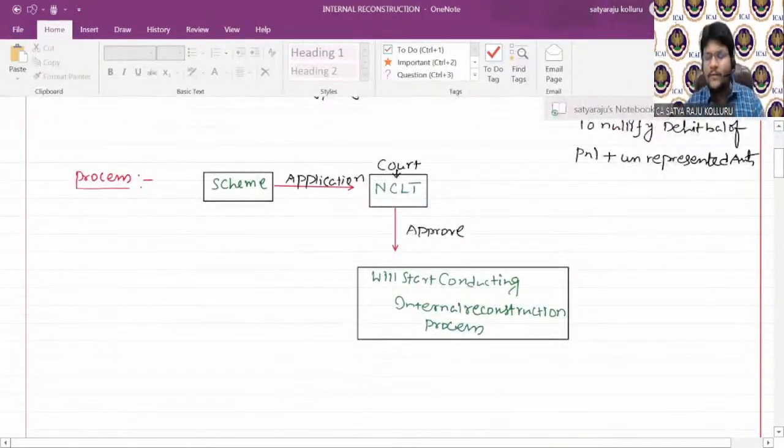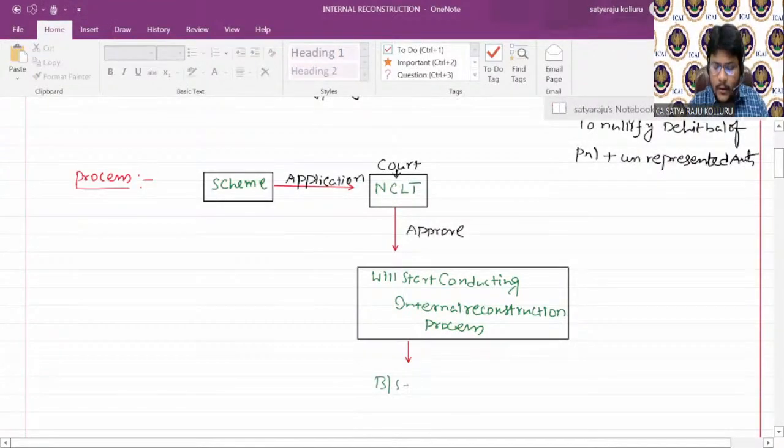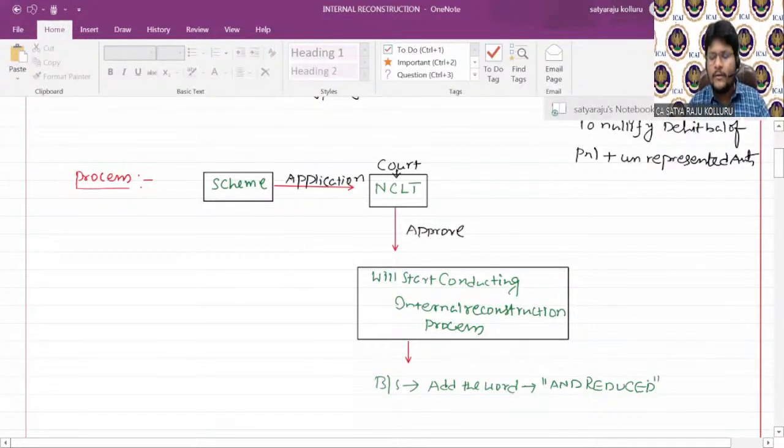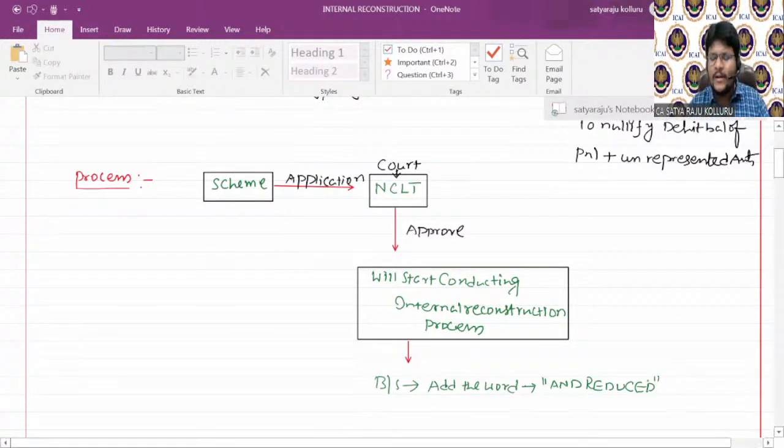Sir, after completion of the internal reconstruction process, now at the time of preparation of financials, especially related to the balance sheet, the court may order to add the words "and reduced", because every stakeholder should know such facts. By seeing the words "and reduced" itself, any person who is the user of such financial statements can easily understand that.